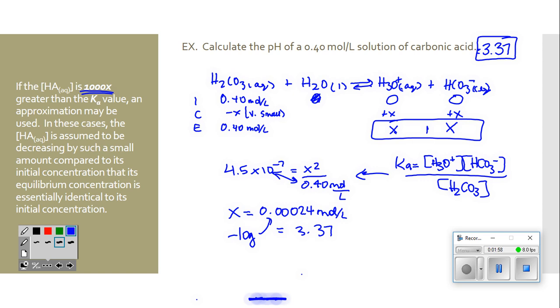Now if you were working on the questions on the acid side of the data review, this is essentially what you had to do for the second one. For the first one, it was a strong acid and you just directly found the pH, negative log of the concentration.